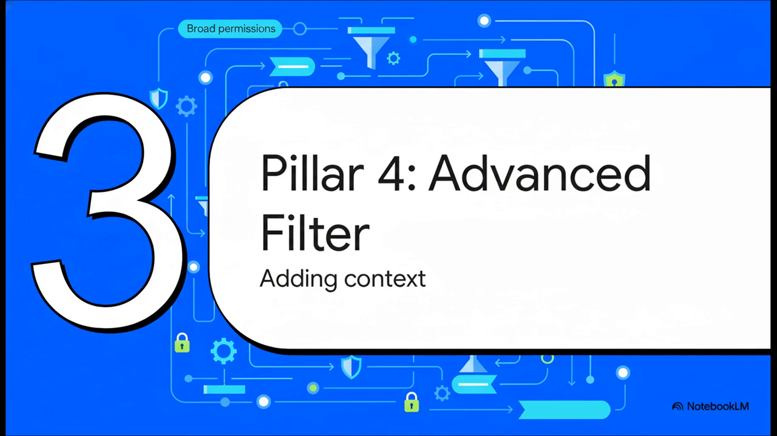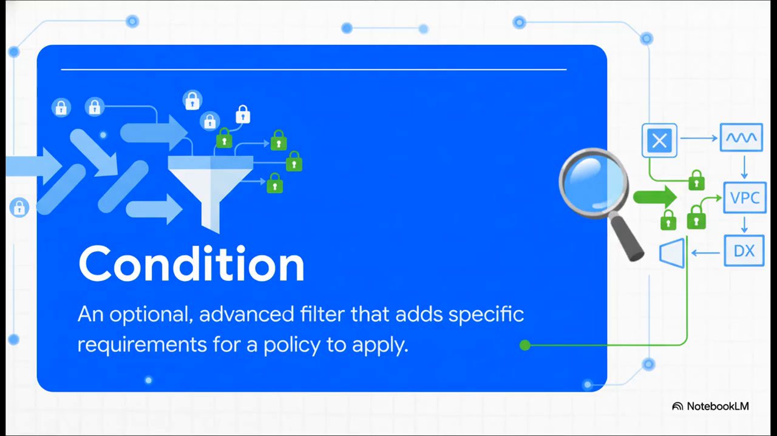This is where things get really powerful. We're about to add some advanced filters. Okay, so what is a condition? The easiest way to think about it is like an advanced filter on your permission. It's what lets you add specific requirements, and honestly, this is the key to building real, fine-grained zero-trust controls.